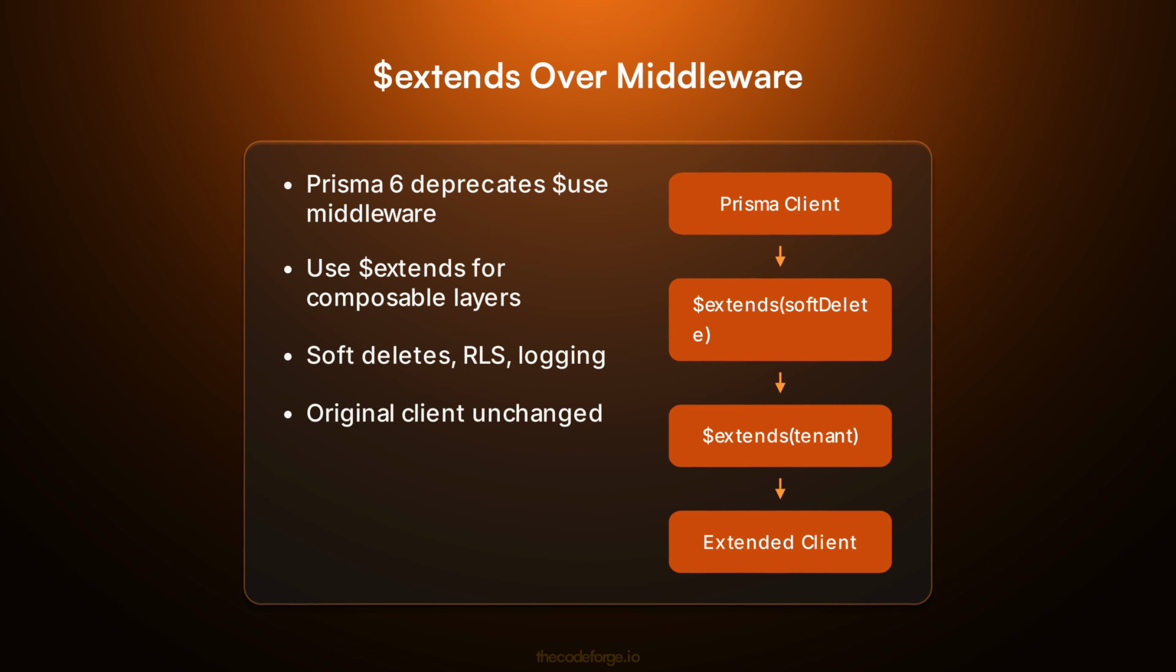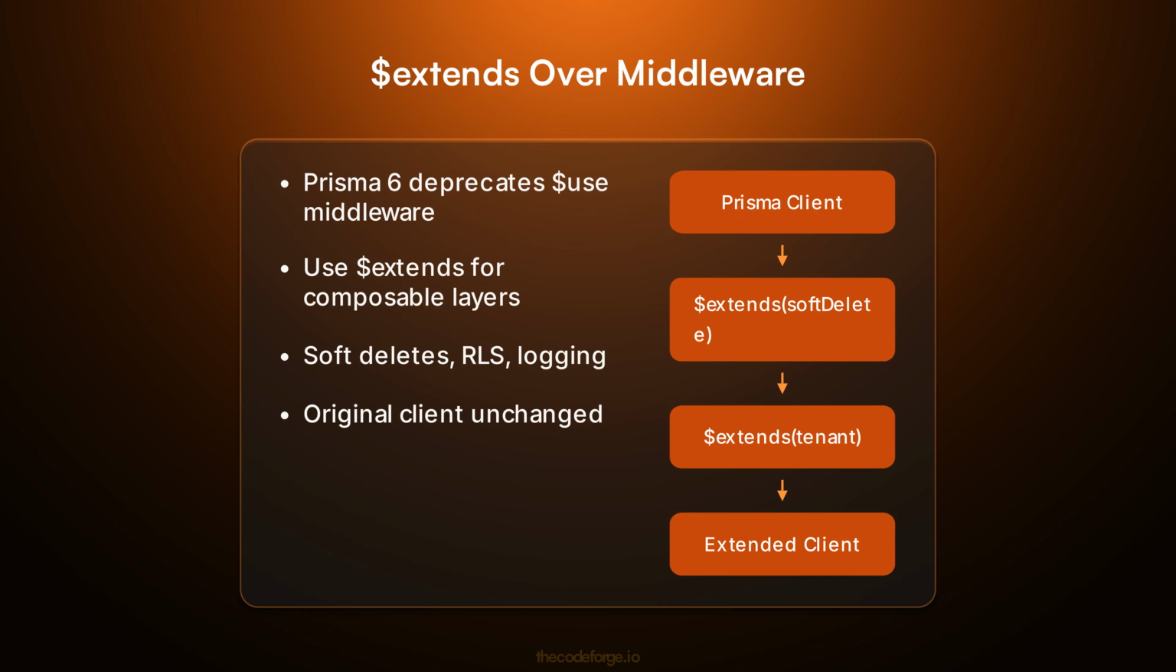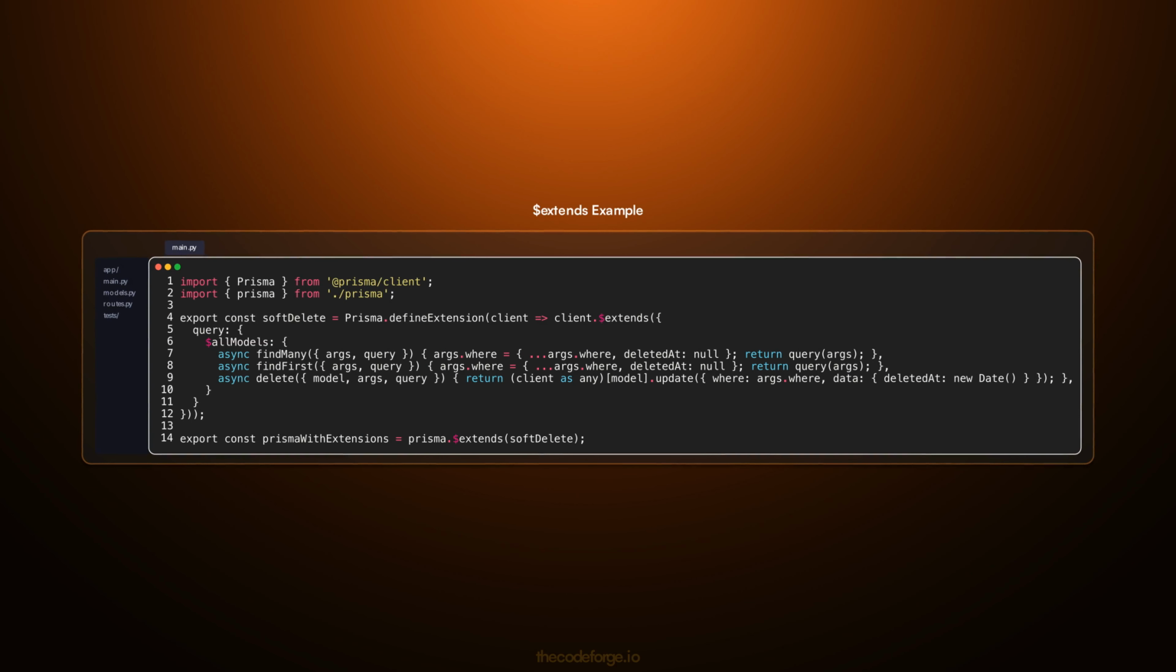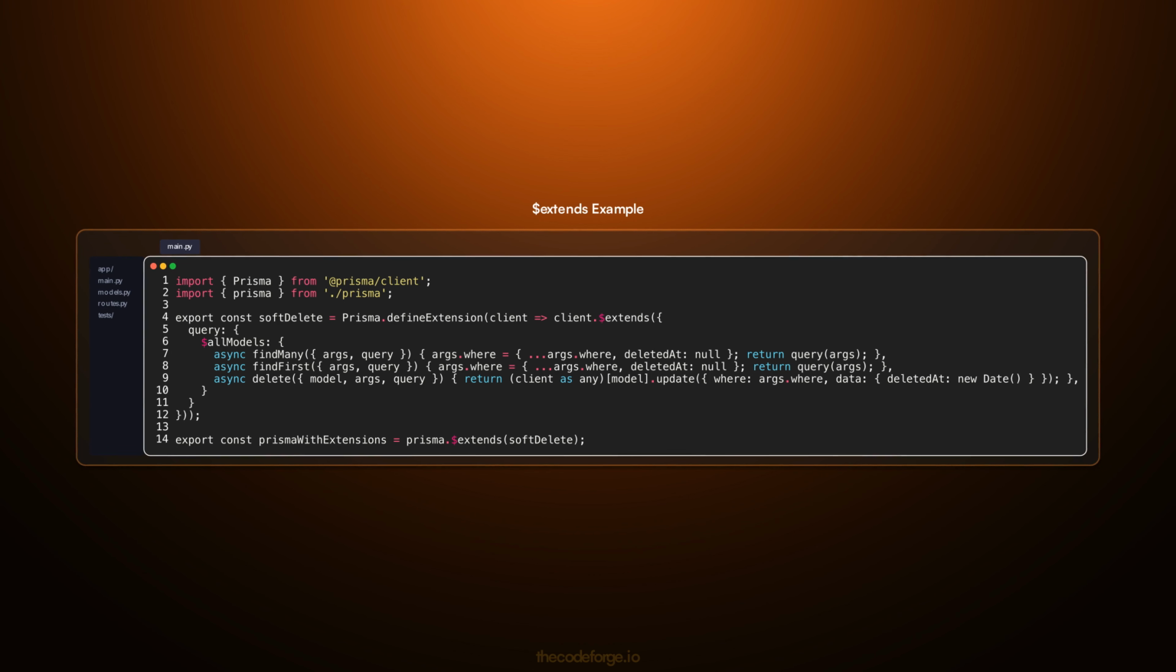Prisma 6 deprecates middleware use. Use extends instead. It creates composable client layers for logging, soft deletes, and row-level security. Extends returns a new client. The original is unchanged. Here's a soft delete extension using extends. It overrides findMany and findFirst to filter out deleted records, and replaces delete with an update. This is composable. You can chain multiple extensions.